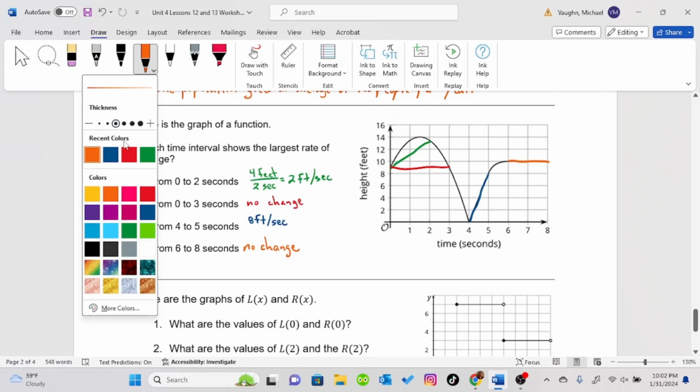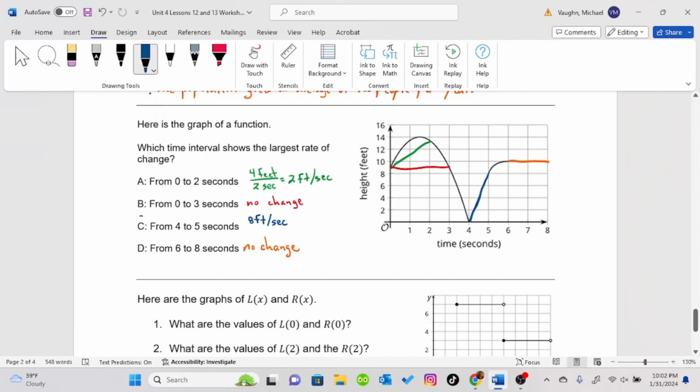That means C is the largest rate of change, a change of 8 feet per second.